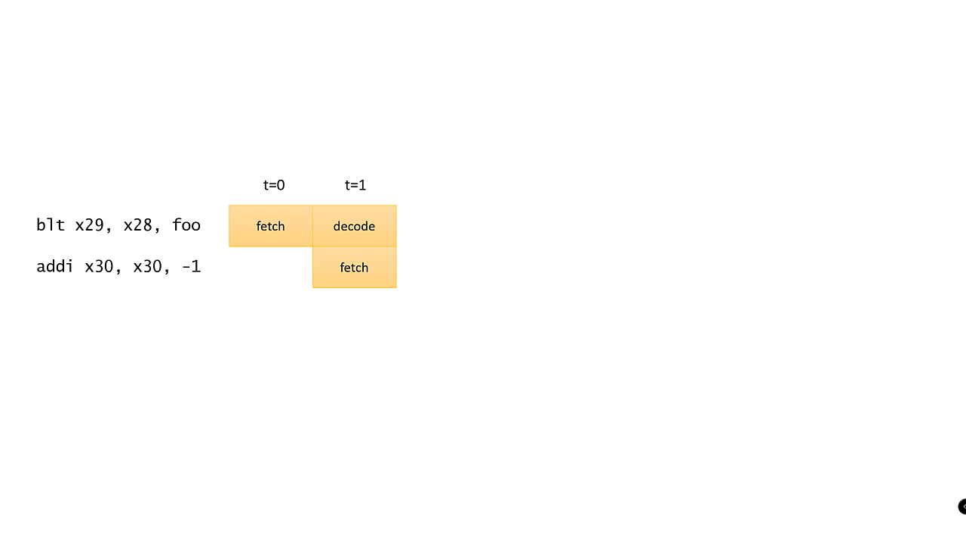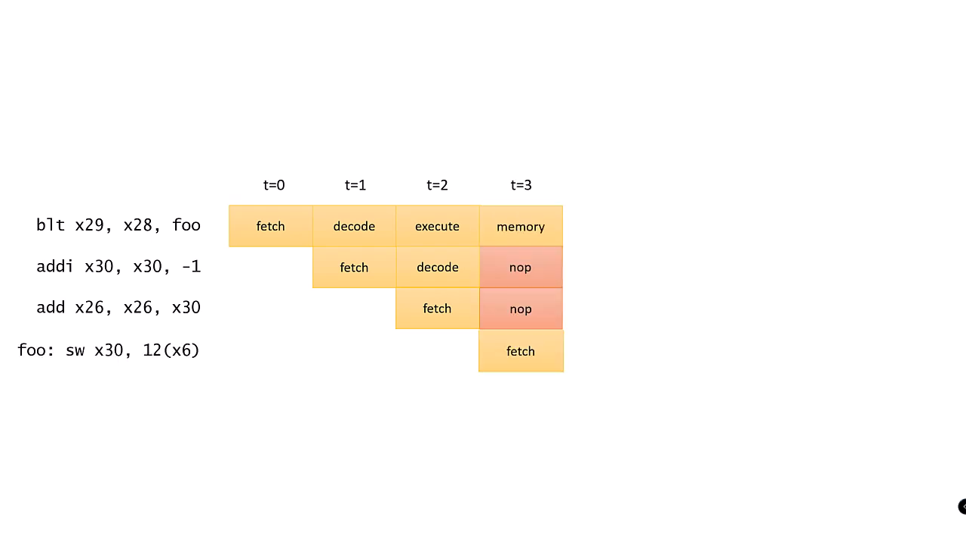In this example, a BLT instruction is taken on a basic 5-stage pipeline. The subsequent ADDI is fetched, followed by an ADD instruction. When the BLT is evaluated and the CPU knows that the branch will be taken, the ADDI and ADD are canceled and treated as no-ops.